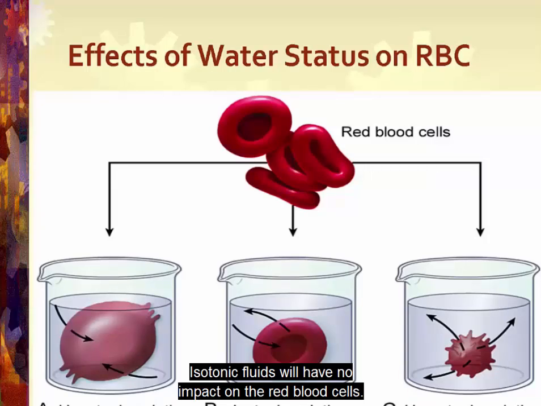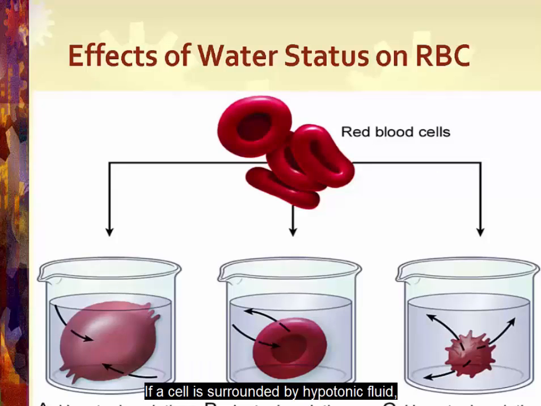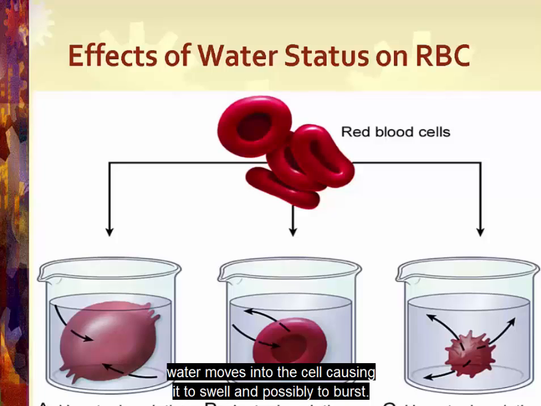Isotonic fluids will have no impact on the red blood cells. If a cell is surrounded by hypotonic fluid, water moves into the cell, causing it to swell and possibly to burst. If a cell is surrounded by hypertonic fluid, water leaves the cell to dilute the extracellular fluid, and the cell shrinks and eventually may die.